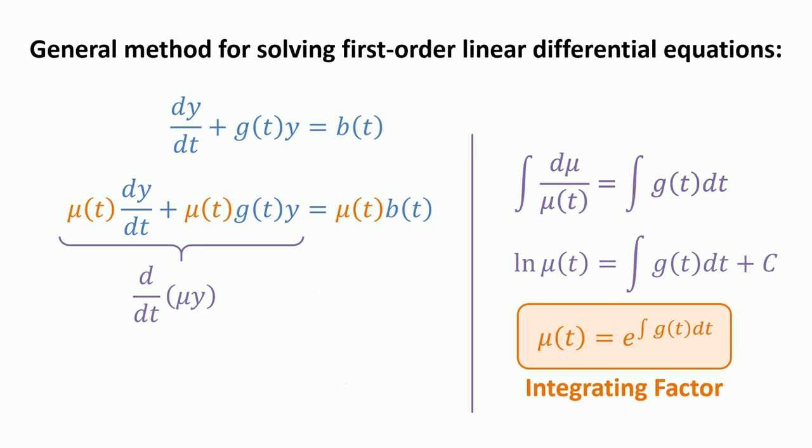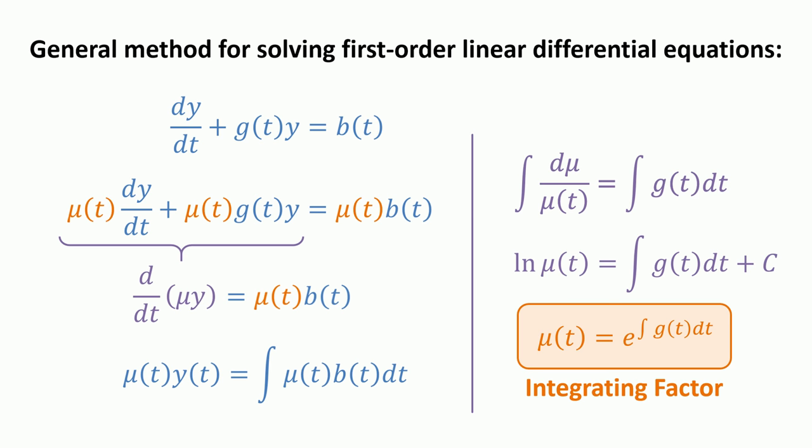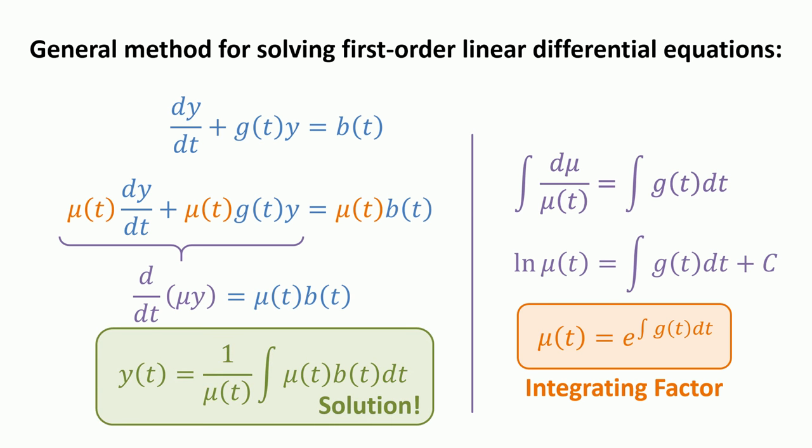Our original differential equation can now be written as follows. The derivative of the product of mu and y equals mu of t times b of t. Integrating both sides, we find that mu times y equals the integral of mu times b. Dividing now by mu, we obtain our solution y of t. y of t equals 1 over mu of t times the integral of mu of t times b of t. Thus, we have an explicit formula for the solution as long as we can evaluate two integrals, the integral that defines mu of t and the integral of mu times b.